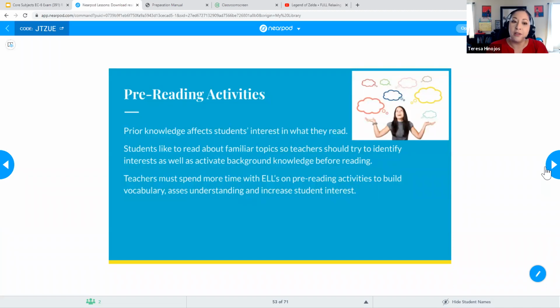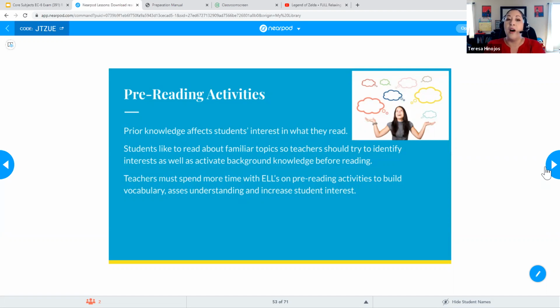So for your English language learners, it's not only working on building the interest, so trying to make those connections with the kids to the text, but it's also working on building their vocabulary, because they may not have the vocabulary to understand what's being said in the book, as well as to assess their understanding and get a gauge as to where they're at before you actually go into that.